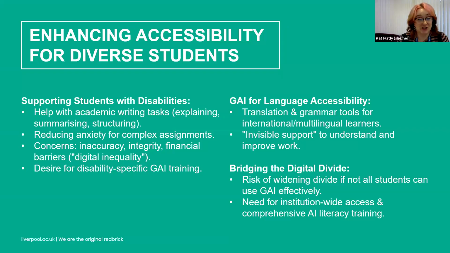But we must also talk about the digital divide. Just because Gen AI tools exist, it doesn't mean that all students have equal access or even the skills to use them effectively. So we need to ensure equitable institution-wide access and provide comprehensive AI literacy training for all students and for staff, not just those who are already digitally confident. This is something we are working on at the university as well. We've got new policy in place, but it's increasing the confidence of all students that we really need to focus on.